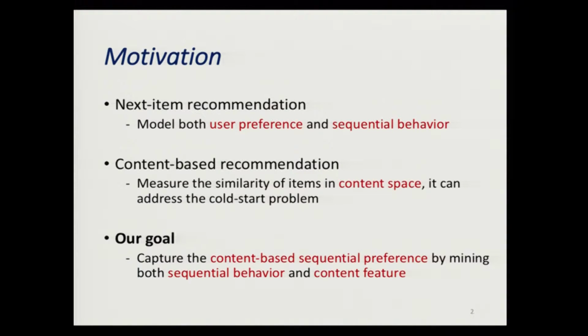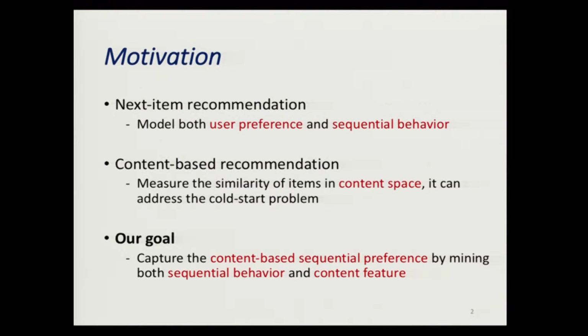So this work is related to the following two topics, next item recommendation and content-based recommendation. Next item recommendation models both user preference and the sequential behavior. Content-based recommendation measures the similarity of items in content space. Both the sequential behavior and the content feature are important in recommender systems. Sequential behavior can help a model capture a user's current preference, and using content features can address the cold start problem. So in this work, we propose a hybrid model by combining these two topics to capture the content-based sequential preference.